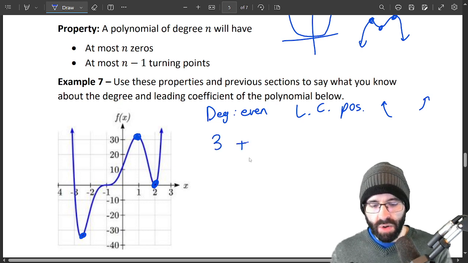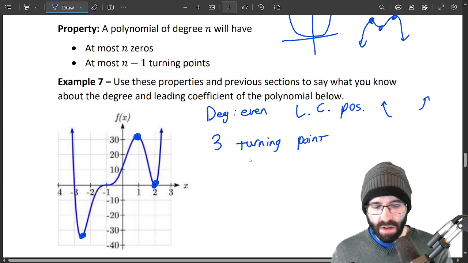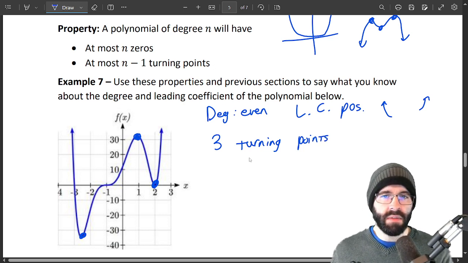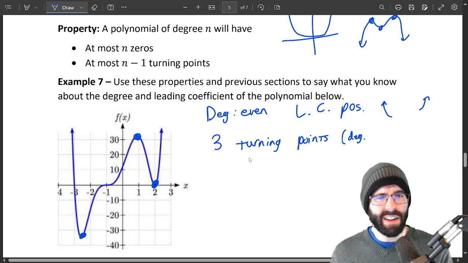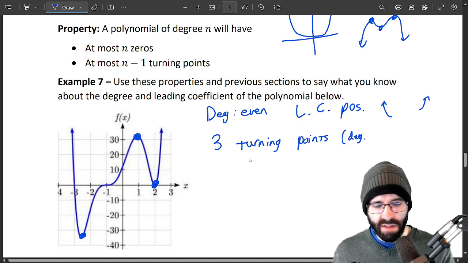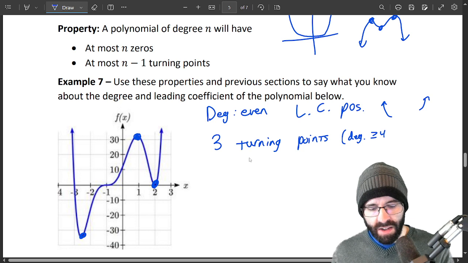So we have 3 turning points. So it has to be at least a degree 3 polynomial. And we already know the degree is even, so degree has to be at least 3 and even. So that means the degree has to be at least 4 now.